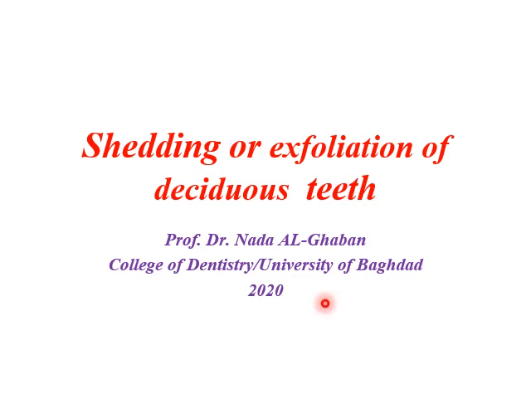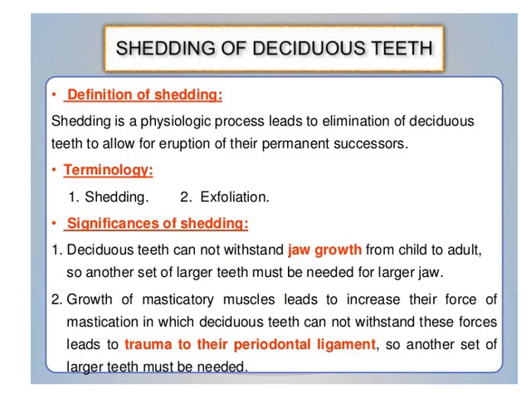Our lecture today is shedding or exfoliation of deciduous teeth. Definition of shedding. Shedding is a physiological process that leads to elimination of deciduous teeth to allow for eruption of their permanent successors. By terminology, it's either shedding or exfoliation.